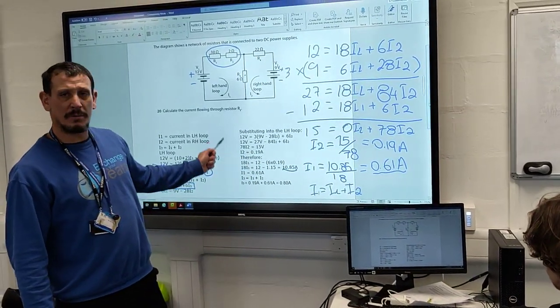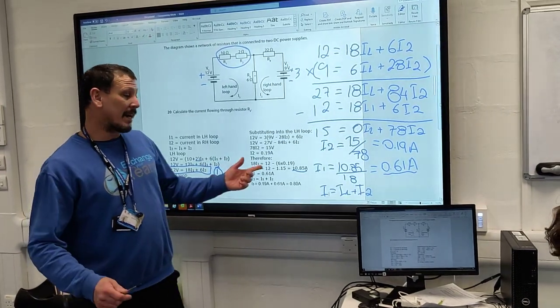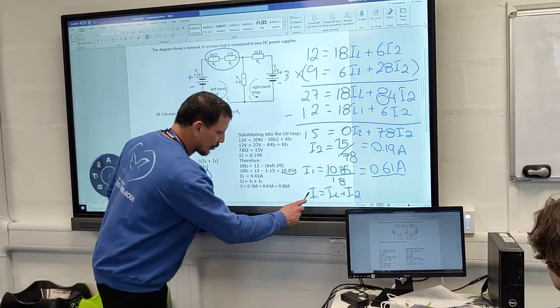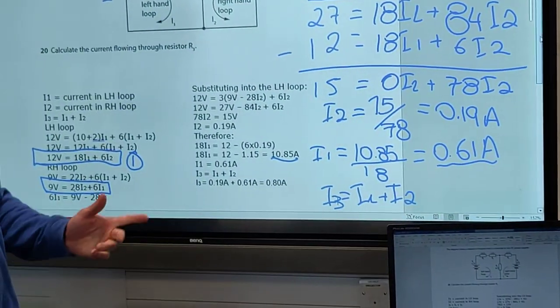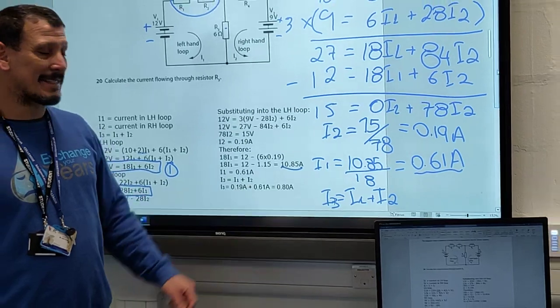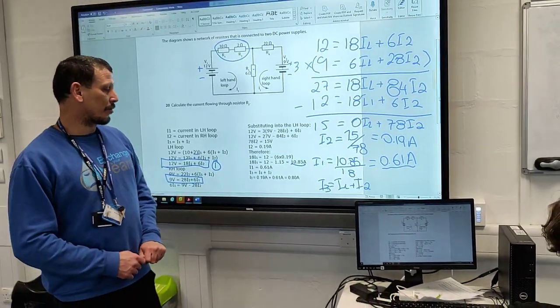You can have a look at the formula, pause and write it down. And finally, to find I3, all you have to do is add I1 plus I2, and then you get the final value of 0.8 amps, or 800 milliamps.